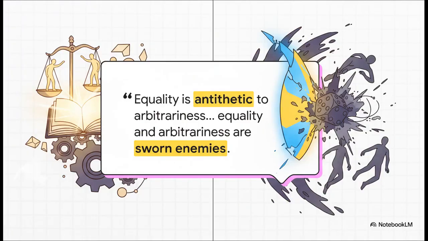And in that Royappa judgment, Justice Bhagwati wrote a line that literally changed Indian law forever. He said, "Equality is antithetic to arbitrariness. In fact, equality and arbitrariness are sworn enemies." Just think about that, sworn enemies. This line created a powerful new doctrine. From that moment on, any state action that is arbitrary, based on whim, not reason, is inherently unequal. Suddenly, the protective shield of Article 14 got a whole lot bigger.